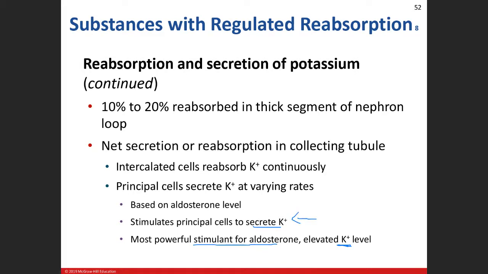How do they do it? They just put more potassium and sodium ion pumps into the principal cell's membrane, and we can move more potassium into the principal cell and then into our tubular fluid. And we dump it into the urine.